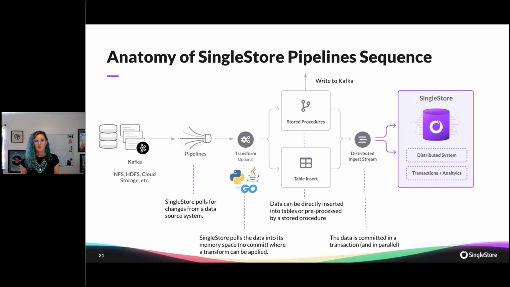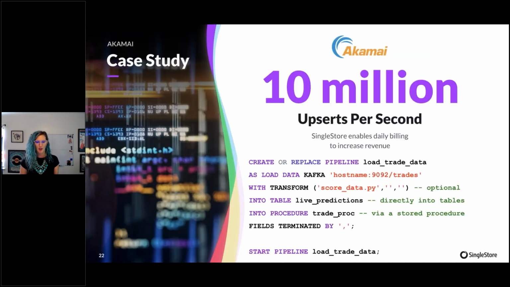So this really enables you to process millions of rows per second with pipelines, provided that you can get the data that quickly. And that's exactly what one of our customers, Akamai, has done with Kafka integration and SingleStore pipelines together. So pipelines are really powerful, but they're also quite simple.